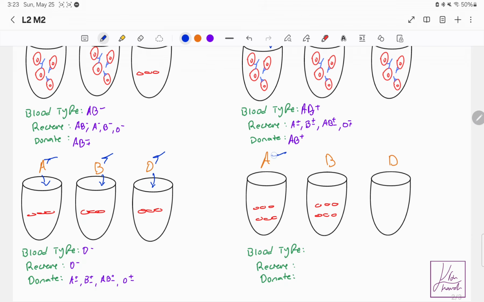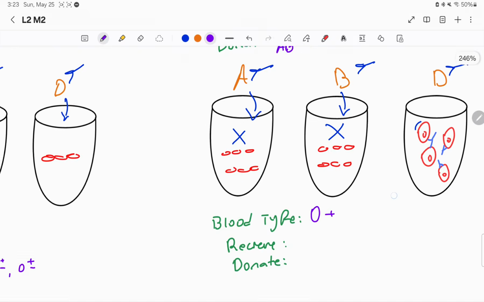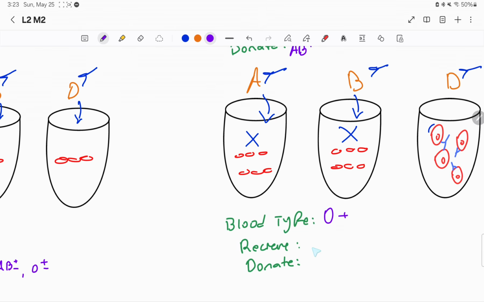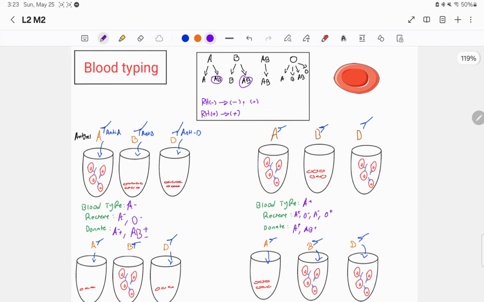Last one, and then we're done. A, B, D antibodies. I'll put them in here and in here. No reaction occurs. The only place where agglutination of red blood cells occurs in this new sample is in the D vial, which means this guy must be O positive. O positive can receive from A minus and A positive, right?